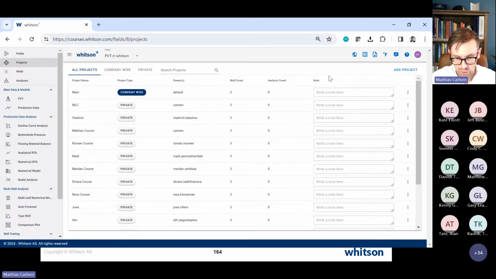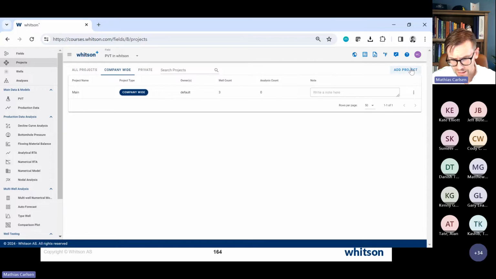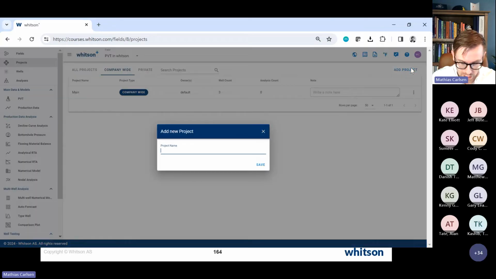Here I would like all of you to add a project and just make it your first name. I'll call it Matthias, and you can call it whatever else you want, but I'll call it Matthias PVT course, something like this. This would be a private project. On courses, we're just using what's called a default equation of state, and that's just a default Peng-Robinson equation of state that is kind of vanilla. It's not tuned to any data, etc. So that's what's going on at courses.whitson.com.